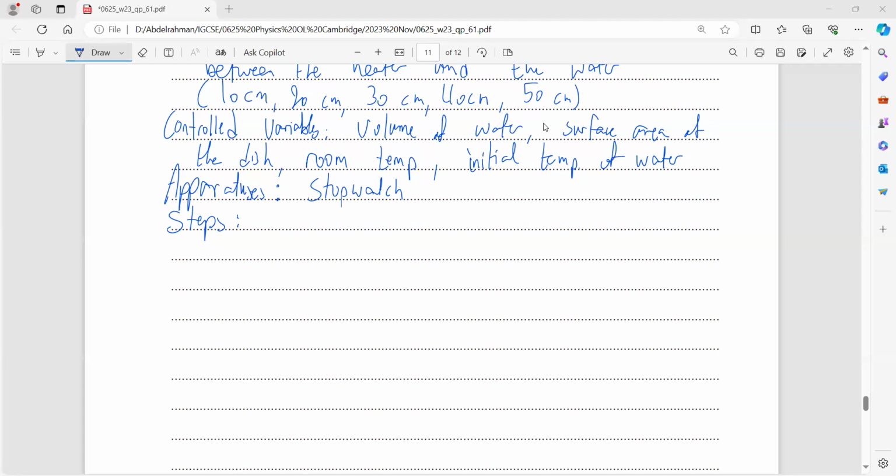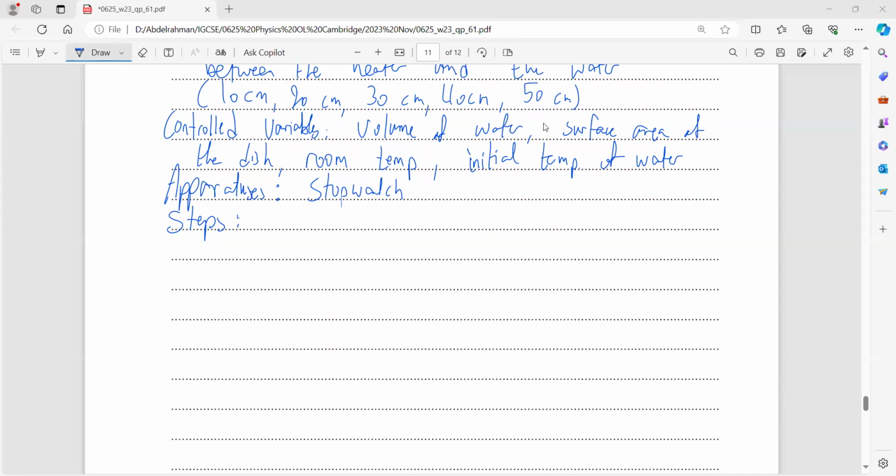For example, when the heater is 10 centimeters above, the time would be less. Right? When I increase the distance, the time would increase. Why? Because less heat, for example, reaches the surface. But whenever I increase the distance, the time would be more. So, I will not talk about the time. The steps I will say: for each distance between the heater and the water, I need to measure the time. I will record the time.